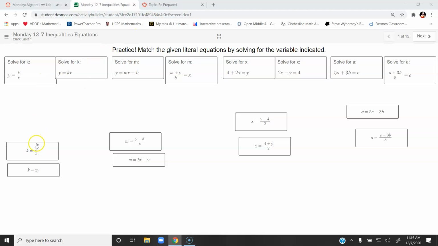So you'd solve for K. I put all the ones that solve for K here. All the ones that say solve for M, I have the two M's here. Solve for X, I have the X's there. Solve for A, so I have those. I've made it much easier to see. That is one thing that you will need to do in order to be successful when you do these.